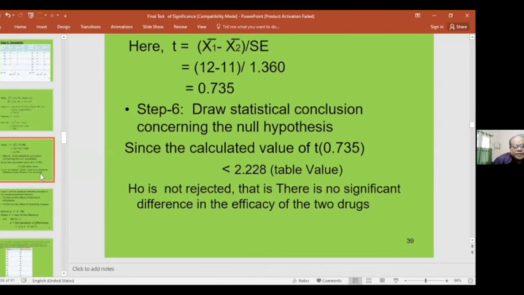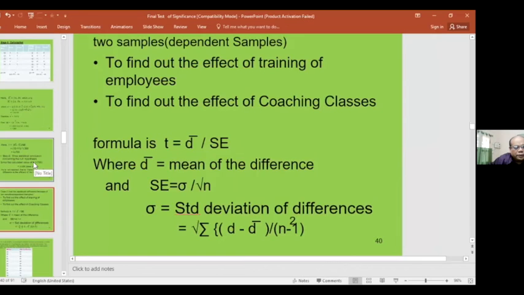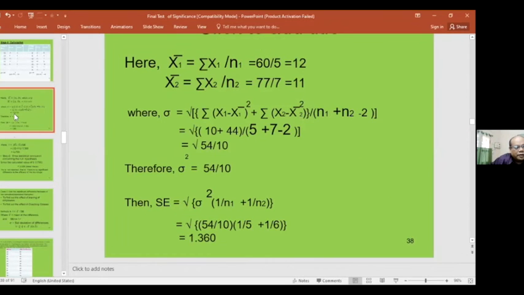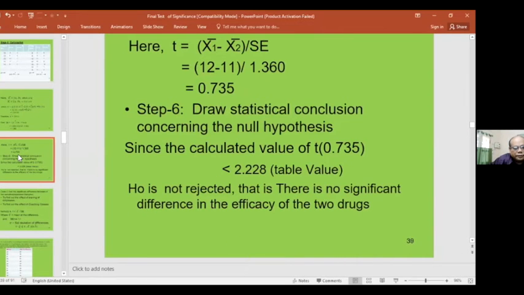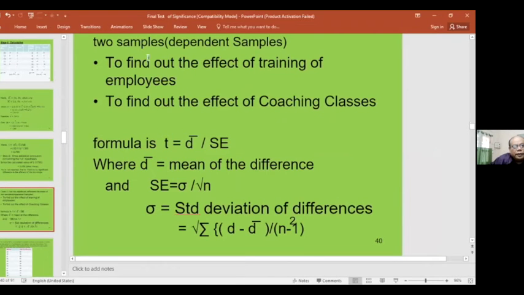Now, another interesting thing, the last part of the t-test. Here the two samples are dependent samples. For example, to find out the effect of training of employees. Training programs are being done, and we ask whether they are effective. Right now, you're attending this particular program, and whether this program is effective or not.